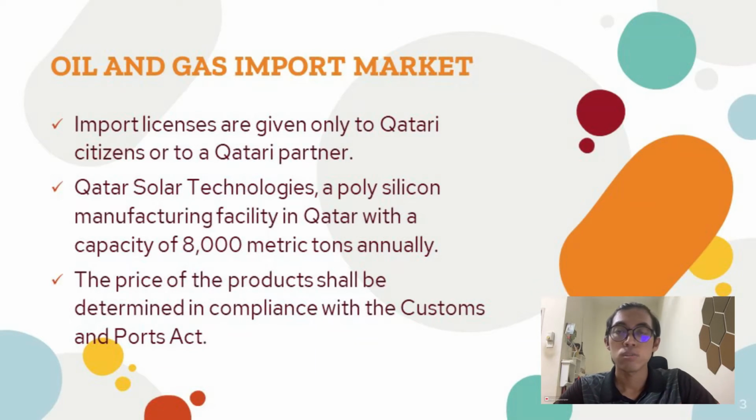Furthermore, in March 2017, Qatar Solar Technologies, a polysilicon manufacturing facility in Qatar with a capacity of 8,000 metric tons annually, with plans to expand its capacity to 50,000 metric tons per year, announced its first production of polysilicon. All goods imported into Qatar are subject to customs, usually 5% of the product value or a fixed amount per item. The price of the product shall be determined in compliance with the Custom and Port Acts.